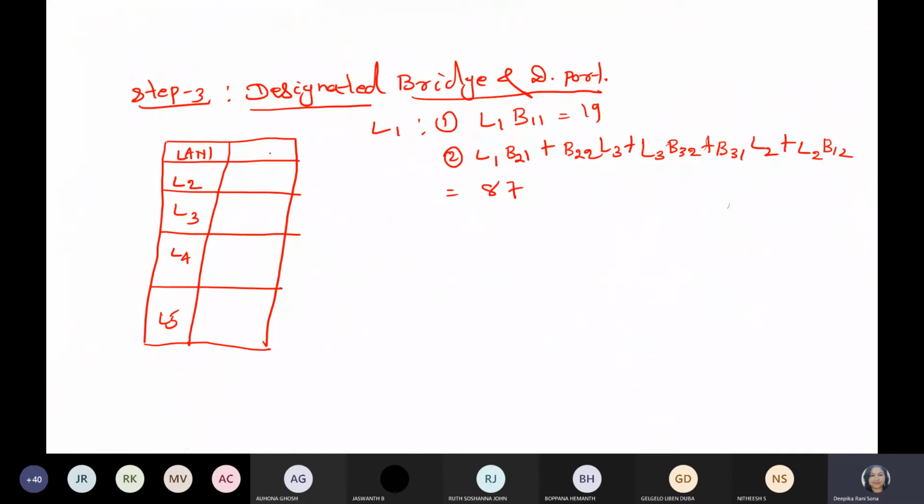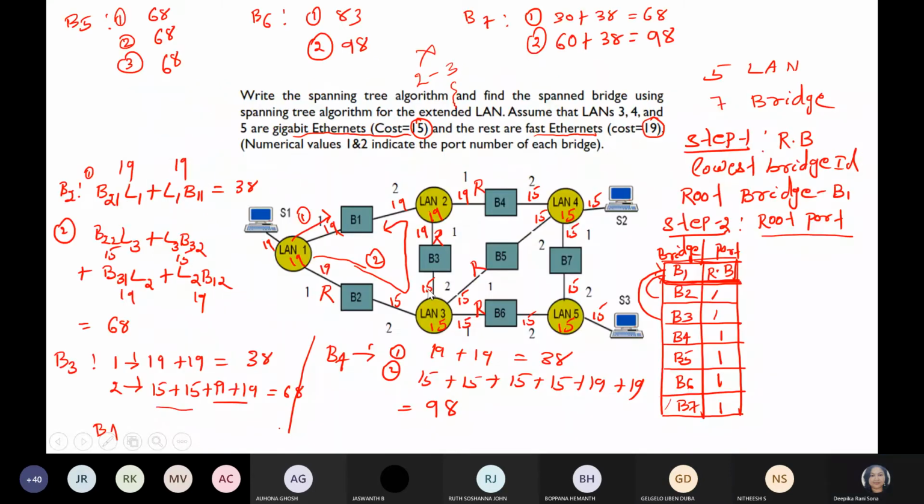So which will be our designated bridge and port for LAN 1? B1, port 1. Okay. Then similarly for LAN 2 we have to find out. Who will say for LAN 2? So we have to mark this, right? Bridge 1, port 1 is the designated bridge.